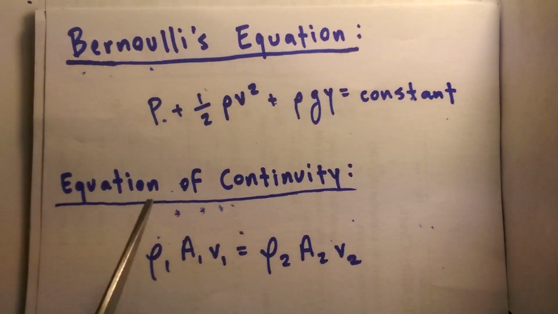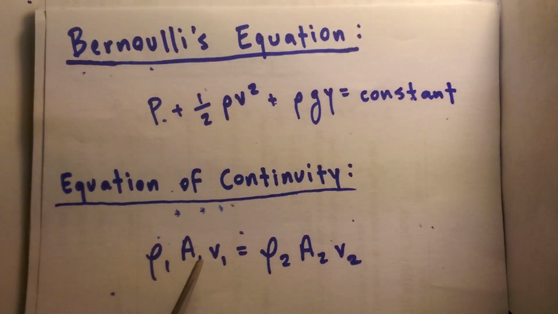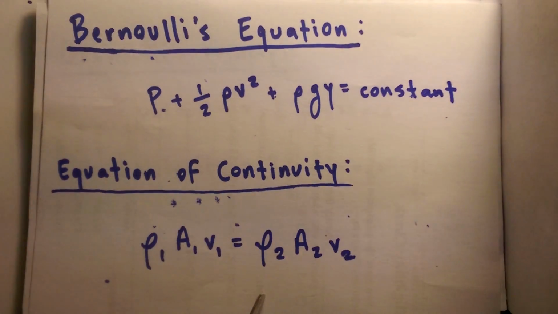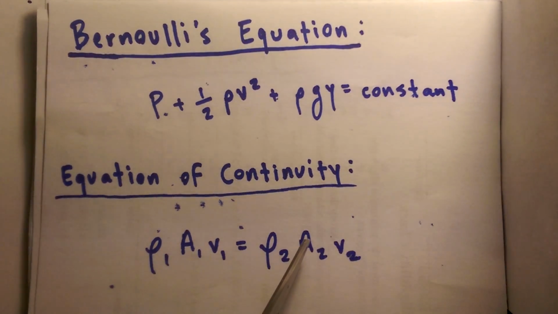And the equation of continuity says that the initial density of a fluid times the area of the cross-section of the fluid times the velocity of the fluid is equal to the final density of the fluid times the final area of the cross-section of that fluid times the final velocity of that fluid.